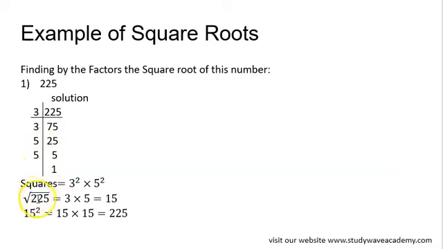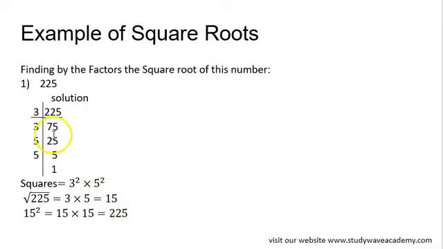So we say the square root of 225 is 3 times 5. Now this raised to power 2, we have changed it to the square root. So if we say 3 times 5, it will give us 15. Now 15 times 15 will give us 225. So the square root of 225 is 15.